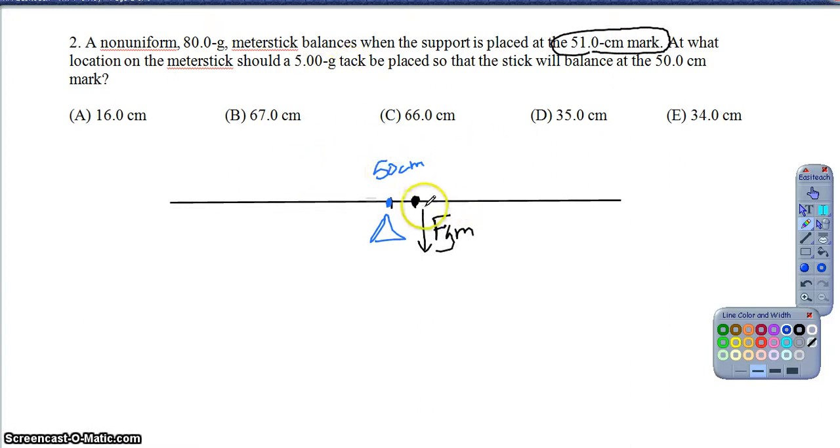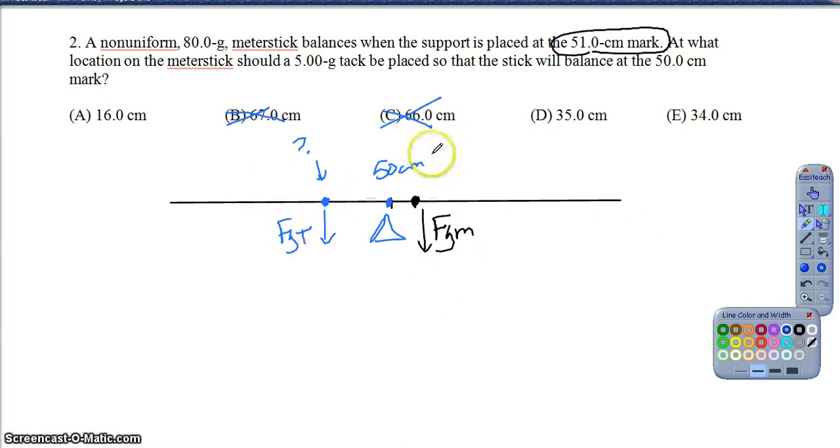Well, if I get a pretty good comfort with this diagram, I know that it's definitely going to have to be less than 50. So that actually right now tells me it's not going to be option B and it's not going to be option C. It's got to be somewhere less than 50. And as soon as I just generalize this, I'm just going to throw it over here somewhere. I don't really know exactly where it is right now, but I do know its mass. So I do know it has a force of gravity for the tack pulling down with a certain force.